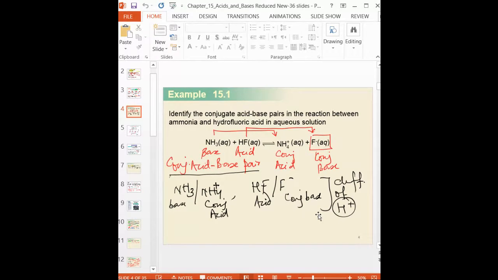And as you know, the conjugate is always different. For an acid, the conjugate will be a base. For a base, the conjugate will be an acid. And this is the way to write the conjugate acid and base.